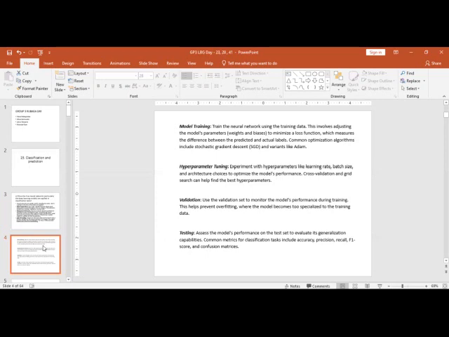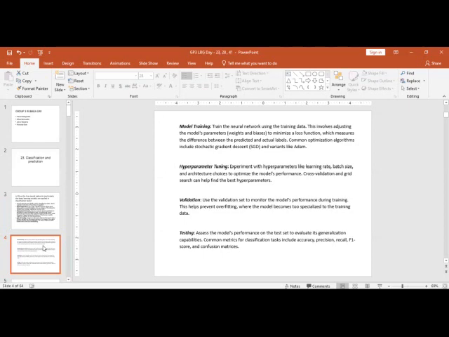The other one, we have model training. You have to train the neural network using the training data. This involves adjusting the model's parameters such as weights and biases to minimize the loss function, which measures the difference between the predicted and actual labels. Common optimization algorithms include the SGD, stochastic gradient descent, and variants like Adam.